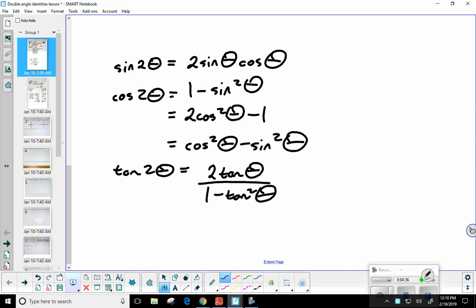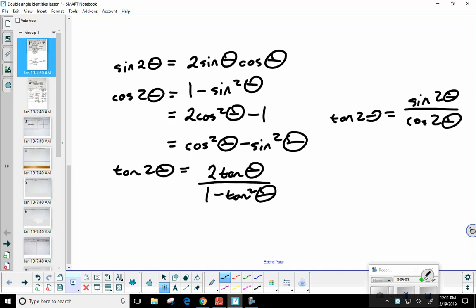Now, there was one other thing I brought up yesterday, and we really haven't seen it fully. You can plug into the formula for tangent of 2 theta in order to find that answer, but if you're already asked to find sine of 2 theta and cosine of 2 theta, you could just take those answers and divide them. Sine of 2 theta divided by cosine of 2 theta.